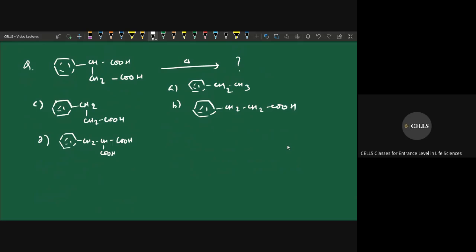In case of beta keto or beta unsaturated, if you heat it, then there will be decarboxylation. If in the beta carbon there is an unsaturation, then there will be decarboxylation. So then what will be the correct answer? Socho.